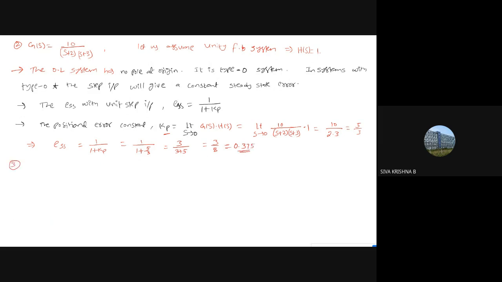Similarly, do the third question yourself and tell me the value. First of all, what is the type of that system? Type 2, so for type 2 the input is acceleration, Ka, parabolic or acceleration. G of s is 10 by s square into s plus 1 into s plus 2. Similarly, here also assume a unity feedback system, that implies H of s is 1, because the academy did not mention it. So you can take this default. Remember.